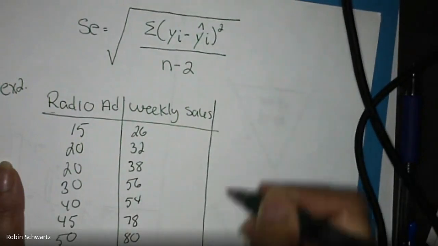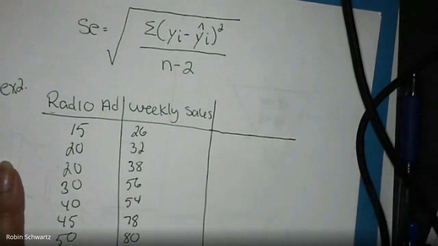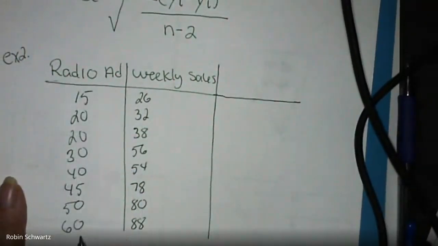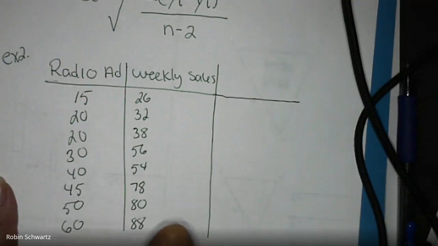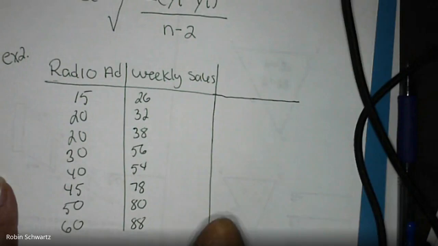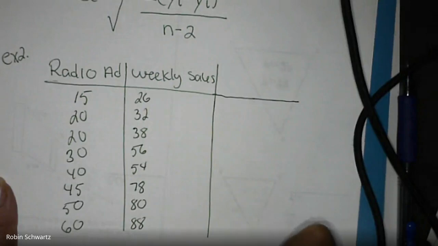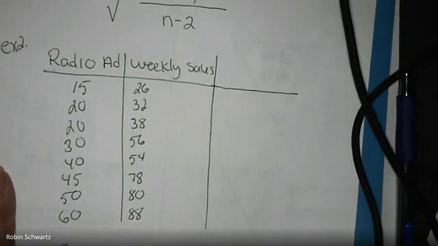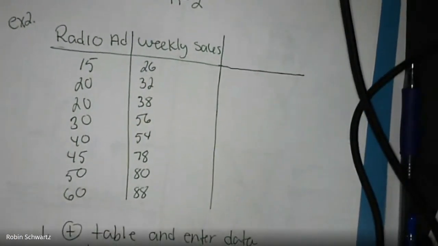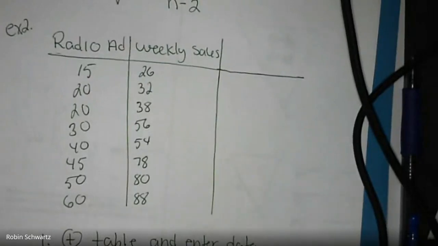So just like you've done in the past, you're going to add a table in Desmos and enter your X values into X1, the Y values into Y1. So that's the first thing you're going to do: add table, and enter the data into X1 and Y1. And I've already gotten that far, so I'm going to switch over to the Desmos screen. Then I'll show you what to do.